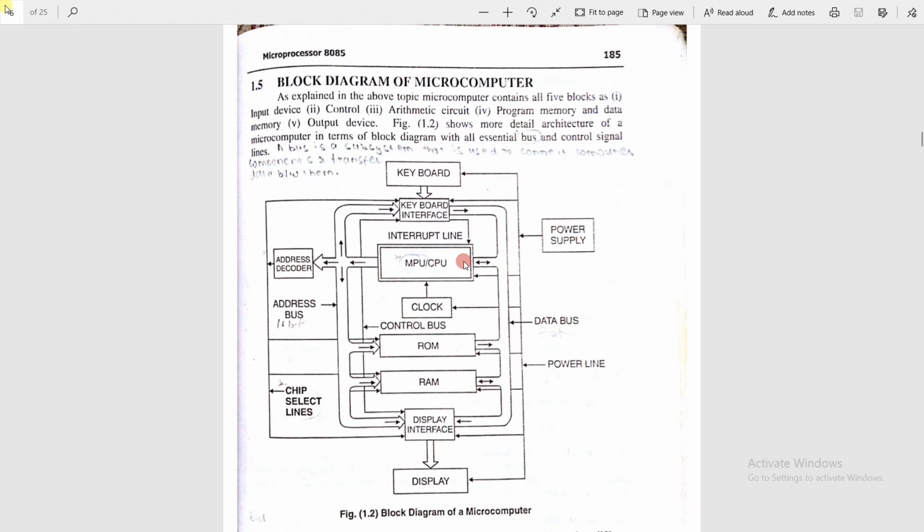There is another reason why the keyboard is connected to the keyboard interface: the speed of the input device. The speed of the input device and the speed of the microprocessor may differ. One might be slow, one might be faster. So a keyboard interface is needed.